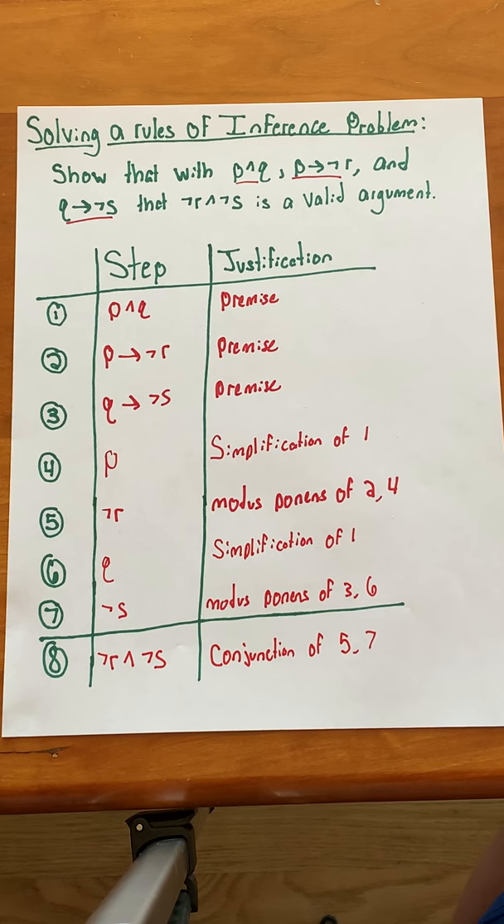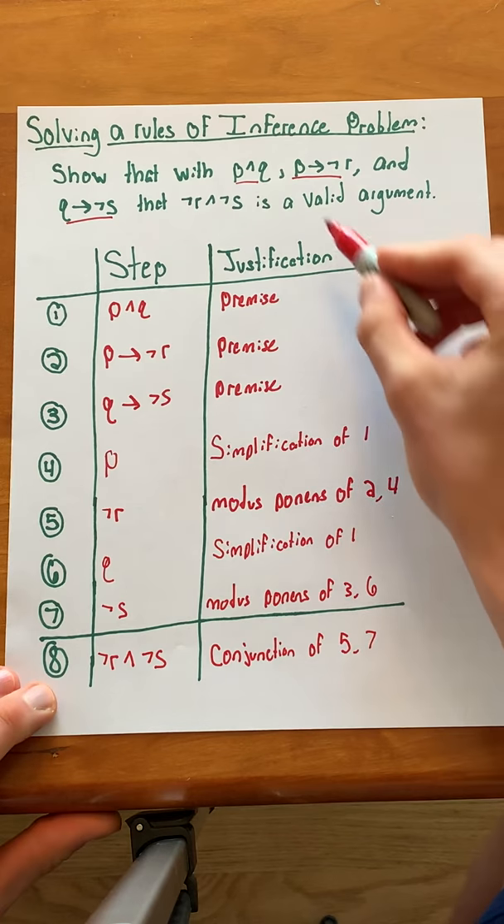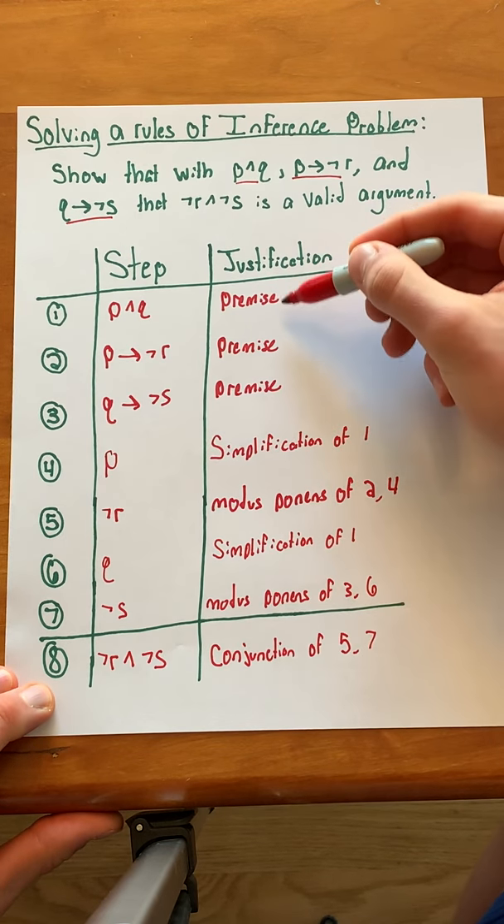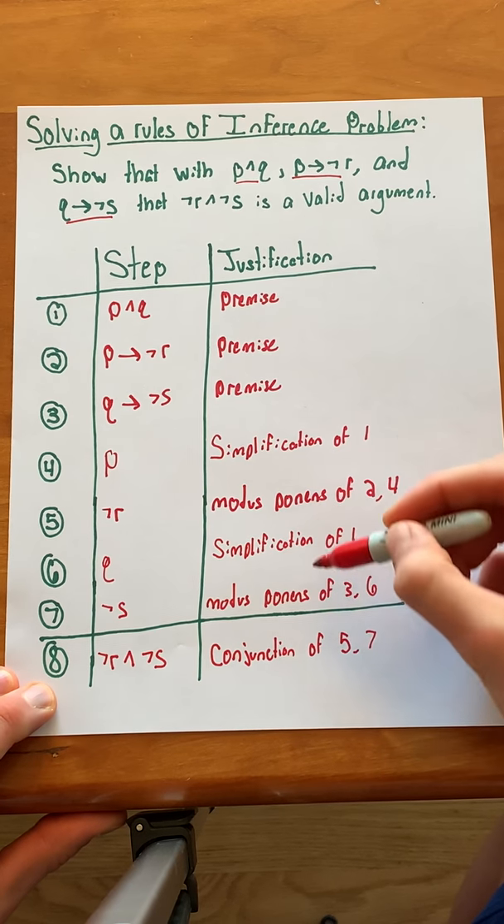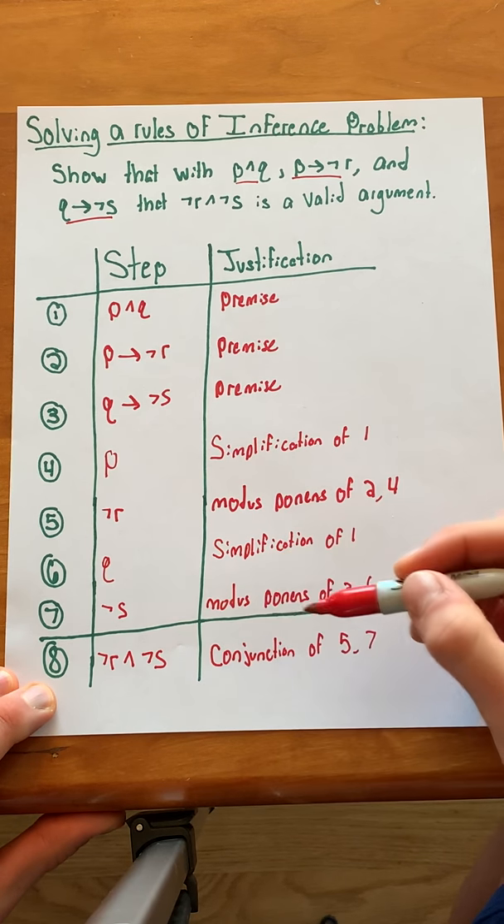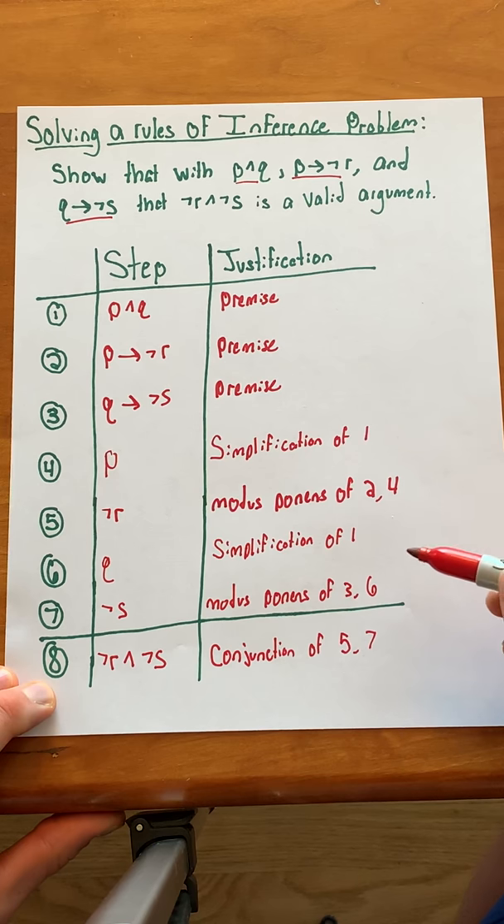While you may face some rules of inference problems that are longer than this, the format is always the same. Lay out a neat table, write down your premises, and use one valid rule of inference at a time to work towards your conclusion. It's no doubt that you'll get a hang of it in no time. Good luck!